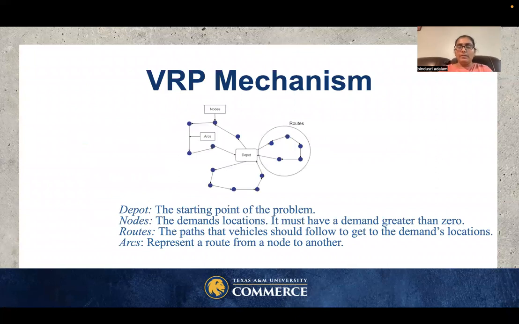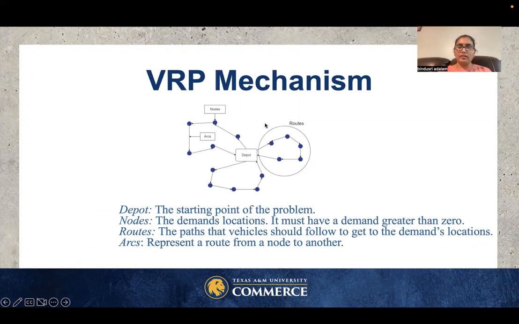Coming to the VRP mechanism, this is the basic VRP mechanism we'll be seeing in this project. It has a depot. Depot is nothing but the starting point of the problem. Each node here represents the demand locations. It must have a demand greater than 0. And we have the routes here.